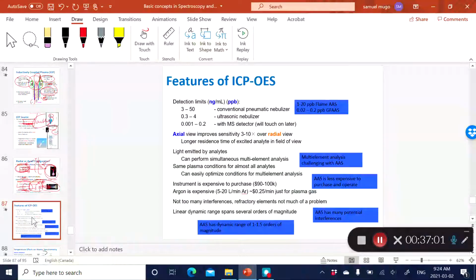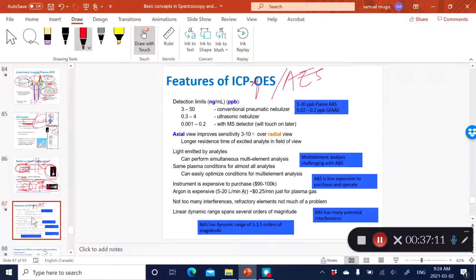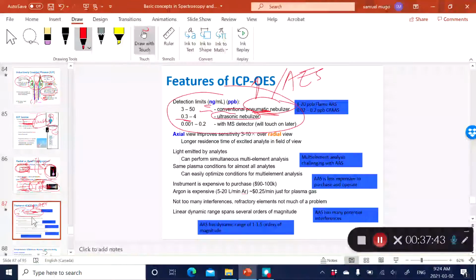So what are some of the quick features of the ICP OES? OES stands for optical emission spectroscopy, which is not different from AES. So sometimes people call it ICP AES or ICP OES. So you can see that it's got fairly good detection limits. The detection limits really depend on the type of nebulizer that you use. Meaning if you use an ultrasonic nebulizer, you tend to get better limits of detection compared to when you use just a regular pneumatic nebulizer like what we used in the lab, the cross flow. It tends to have a higher limit of detection.